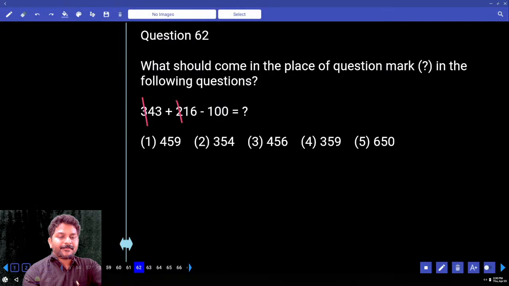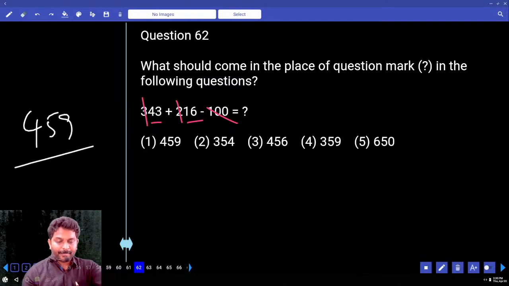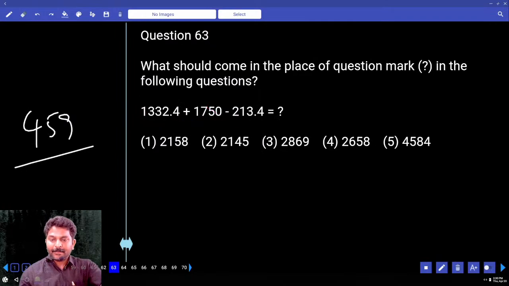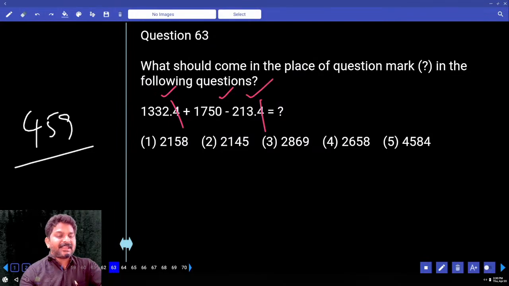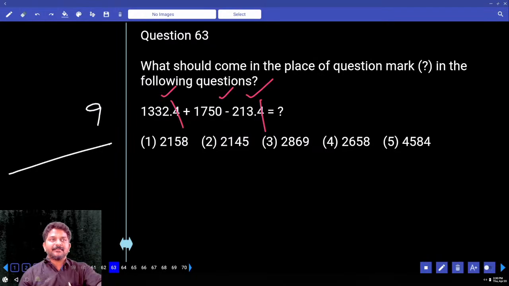300, 200. 500 minus 100. 43, 16. 59. 0.4, plus and minus gets cancelled. Right, positive number. 2 plus 0. 2 minus 3. Answer ends with, how many are there?